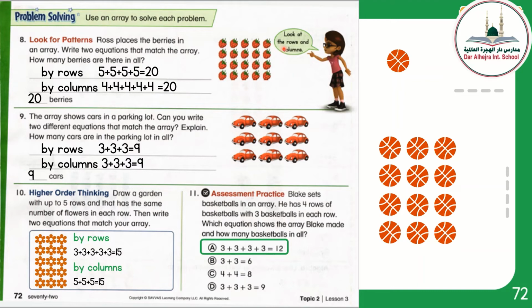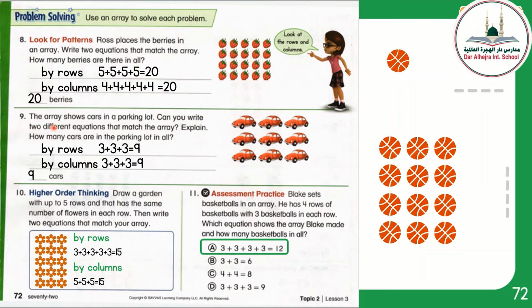Now we have to look at the rows and the columns. First we will count them by rows. In each row there are 5, and there are 1, 2, 3, 4 rows. So I will repeat the addition: 5 plus 5 plus 5 plus 5. That is, I write 5 four times, and finally the total is 20. Or the other way of adding them is by columns. In each column there are 4, and the number of columns is 5, so I'll repeat 4 five times: 4 plus 4 plus 4 plus 4 plus 4, and the total will be 20. I need to write here 20 berries.